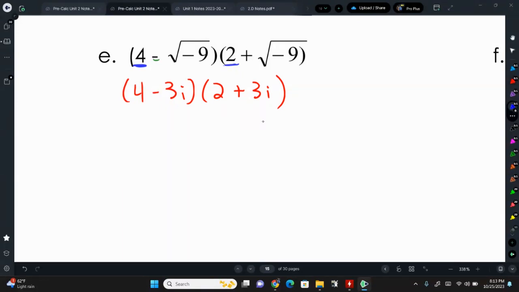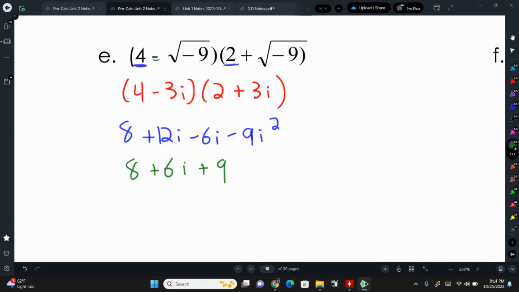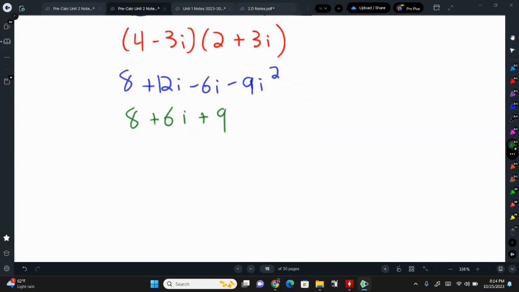Then when we FOIL, we get 8 plus 12i minus 6i minus 9i squared. So 8 plus 6i minus 9i squared. Again, i squared is negative 1, so that becomes plus 9. And then my simplified answer is going to be 17 plus 6i.